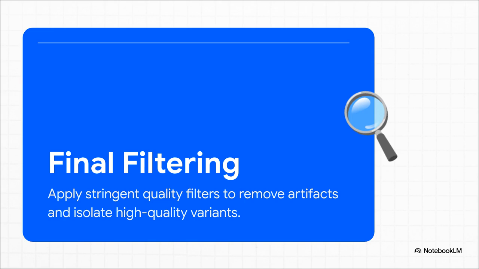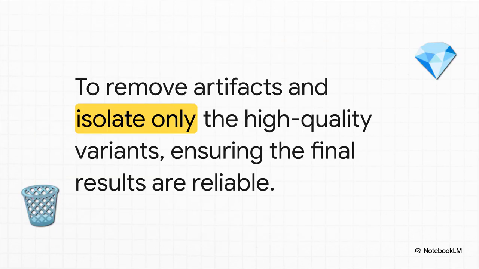Now, even after a haplotype caller gives us a list of potential variants, we're still not quite done. The last step in this phase is final filtering. This is our last major quality control checkpoint. We apply some really strict statistical filters to separate the true biological variants from any leftover noise or technical junk. The goal here is simple, but it is so important. We want to throw out the artifacts and keep only the high-quality variants. This ensures that what we end up with has the absolute highest probability of being biologically real.